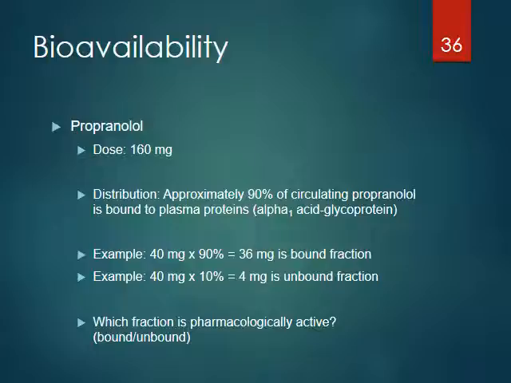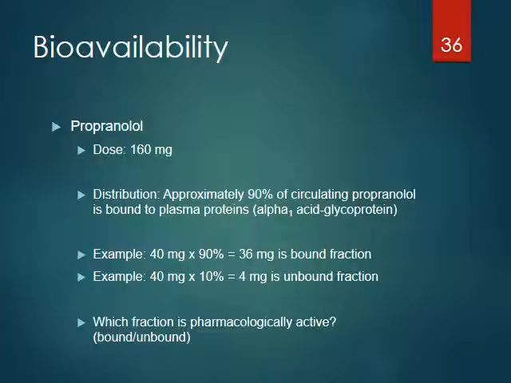And so then the question is, well, which fraction is going to be pharmacologically active? Well, we know that unbound drug is going to be active drug, because again, if the beta blocker is stuck on alpha-1 acid glycoprotein, it's not going to be available to sit there on the beta receptors in the heart. So the unbound fraction is going to be what's pharmacologically active. This is also going to be the fraction that's going to be available to be metabolized when the drug eventually goes to the liver.